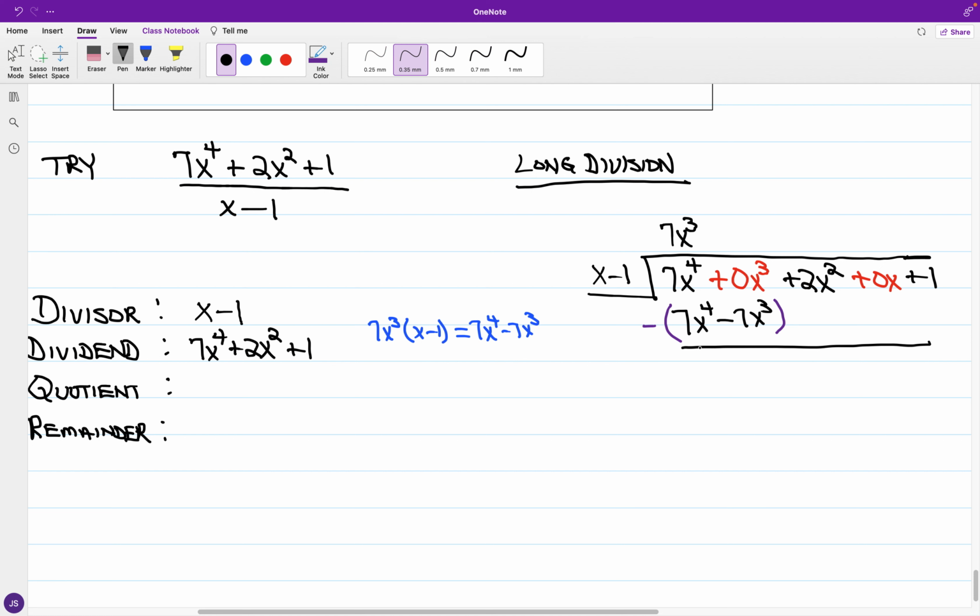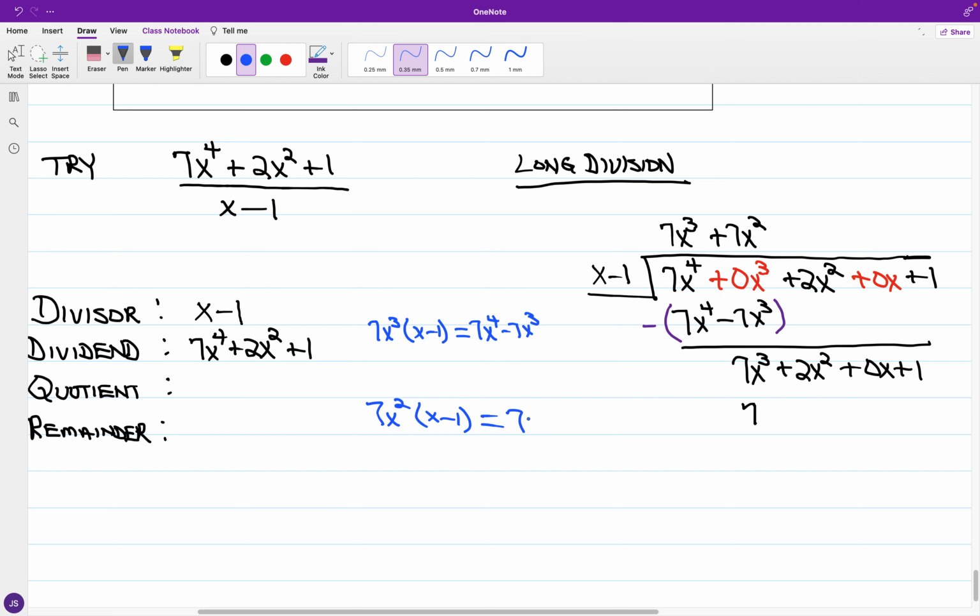So you got 7x to the fourth goes out, and we'll have 0x cubed minus negative 7x cubed. So this would change over to addition. So we have 7x cubed plus 2x squared plus 0x plus 1. Now I can take x into 7x cubed, and this will go 7x squared times. And so the first product is going to be 7x cubed. Now just, again, working to the side. That is optional.